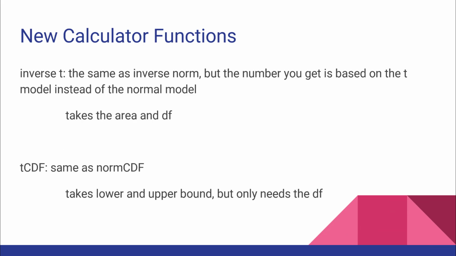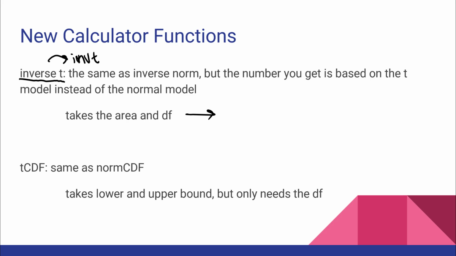Because all of our old calculator functions were dealing with the normal model, for example, normCDF or invNorm, we have to have some new ones for the t-distribution. So here, the names are very similar. We have the inverse t, which is notated like this, invT. The stuff that you put into the calculator is basically the same as the invNorm. So your invNorm function is used to find your z-critical values. Therefore, your invT function is used to find your t-critical values.